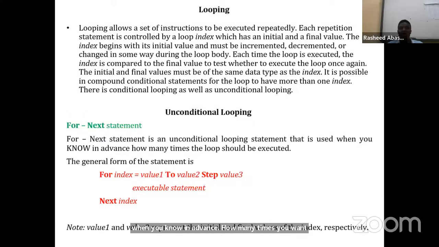For Next statement is an unconditional looping statement that is used when you know in advance how many times you want your loop to be executed. Or I want to execute this 5 times, meaning that you have a group of statements that are repeated 5 times. I want to execute these 3 times, meaning you have a group of statements that you want to repeat just 3 times.